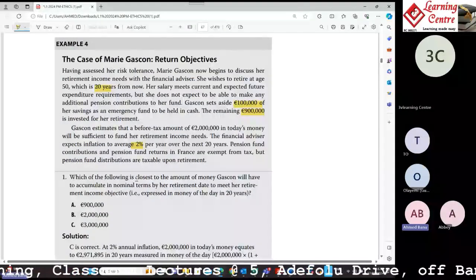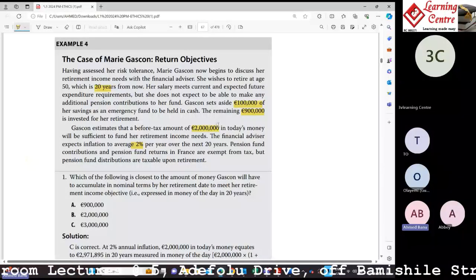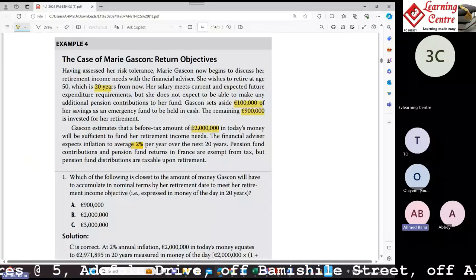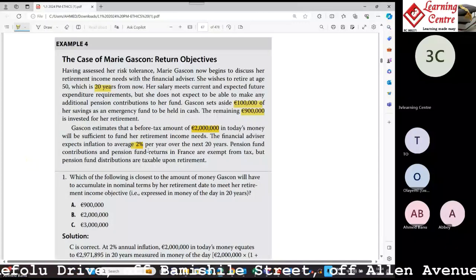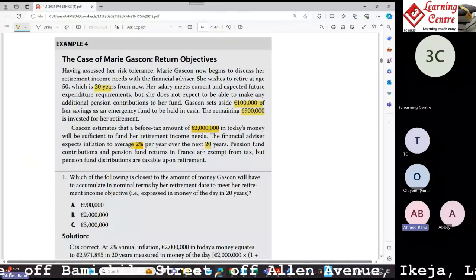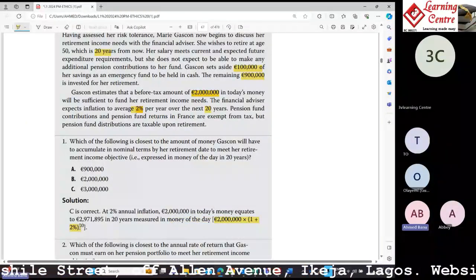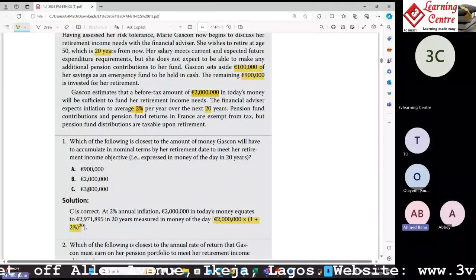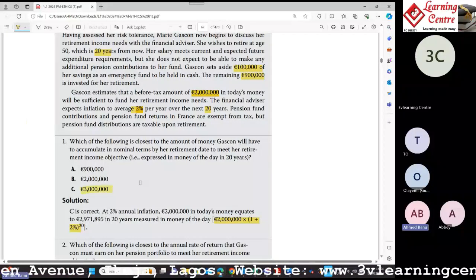So, what we're saying is, if in today's terms, she says she needs 200 million naira and inflation is 2% every year, then it means that this 2 million naira needs to grow at 2% every year for the next 20 years, which is what they've done here as calculation. So the answer to that is 2.97 million euros, which is equivalent to 3 million euros. I hope you guys get that.